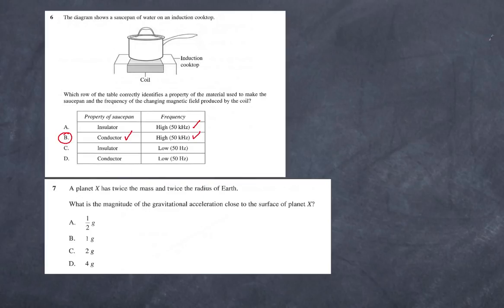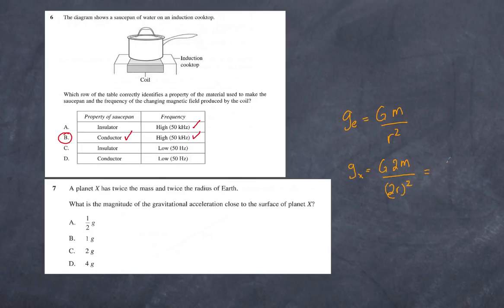For question number 7, a planet X is twice the mass and twice the radius of Earth. What is the magnitude of the gravitational acceleration close to the surface of the planet? g of the Earth is equal to GM, where M is the mass of the Earth, divided by r squared. We now have an object such as planet X, and in this case, g for planet X is going to be Gx. Now the mass, we're told here, is twice the mass, so it's 2M. And the radius is twice the radius, so it becomes twice the radius, all squared.